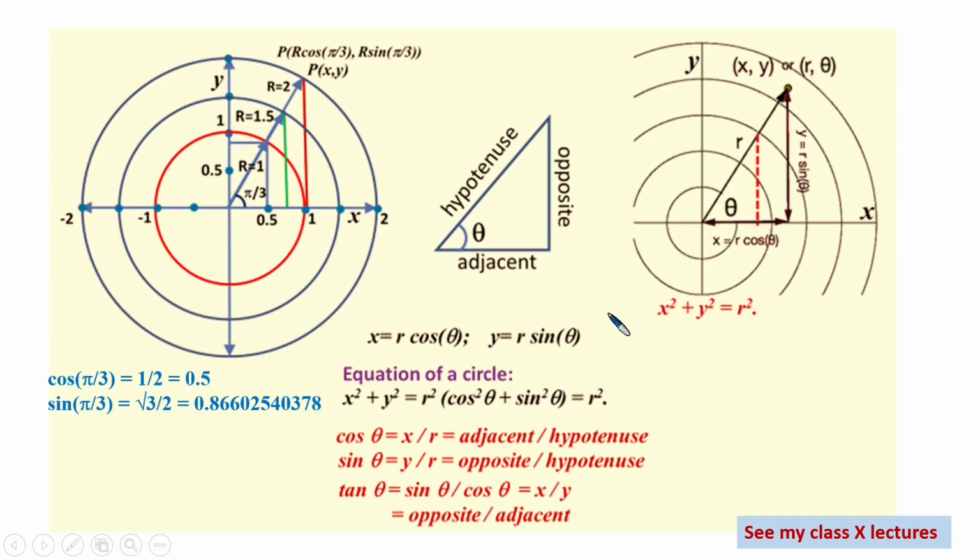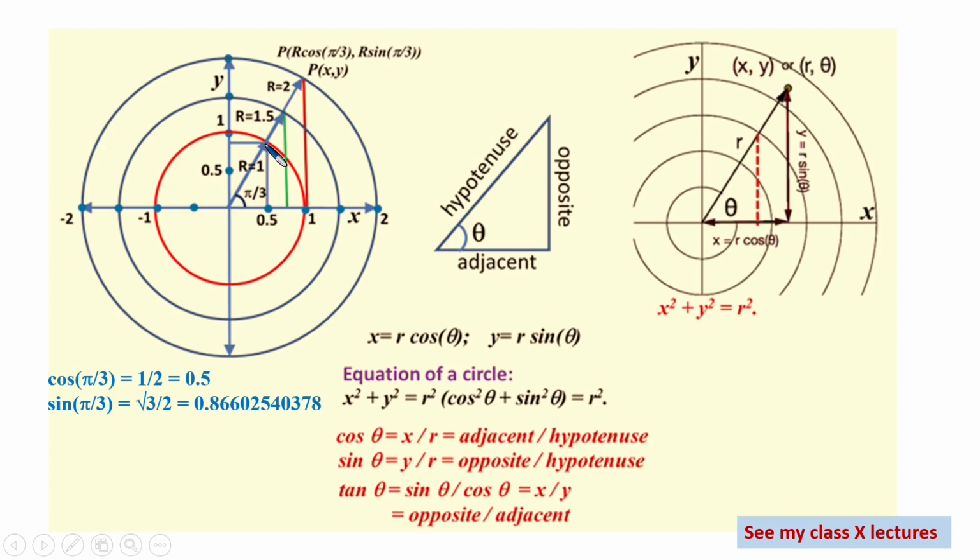Okay, now we take again from class 10 lecture this slide. Please go through my class 10, where it is discussed more elaborately. Here I show a few concentric circles. The radius of the red circle is 1, the radius of the black circle is 1.5, and the radius of this outer circle is 2.